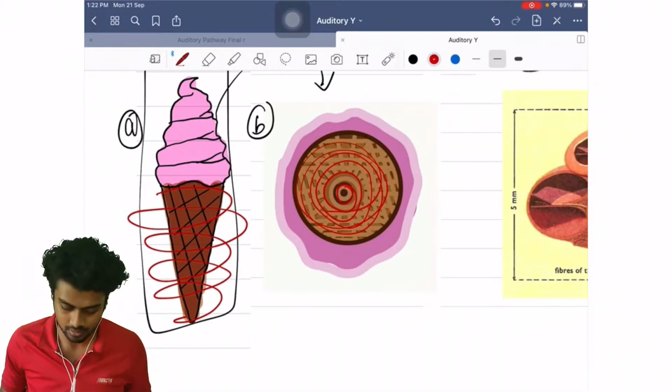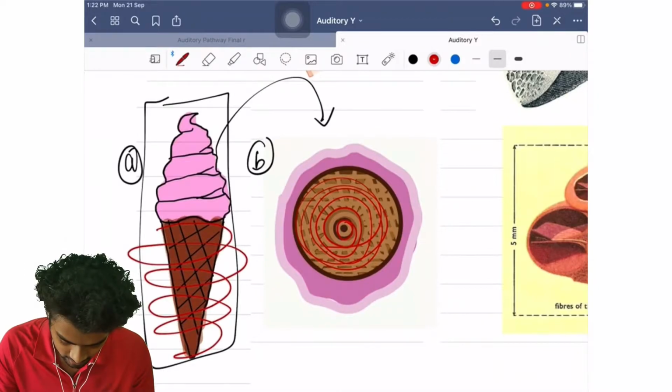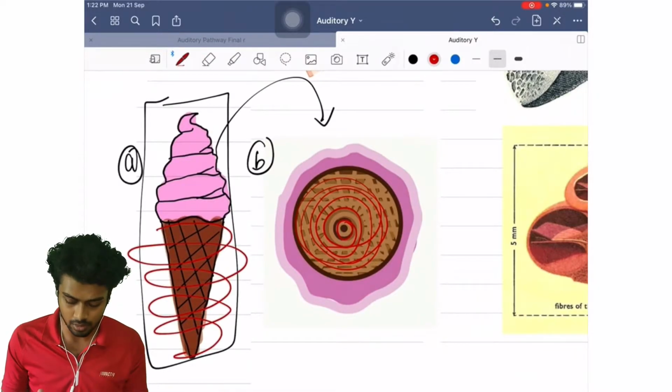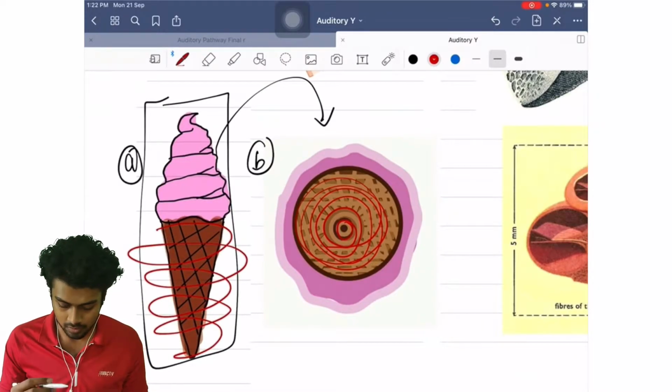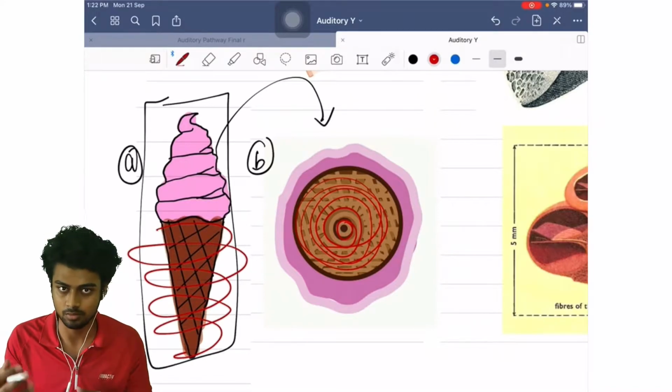Okay, just consider a cone in front of you. We are going to wrap this cone with some kind of paper.